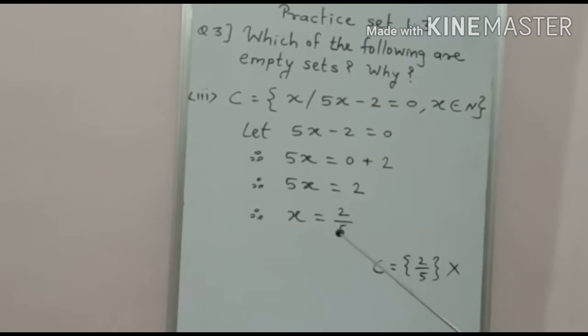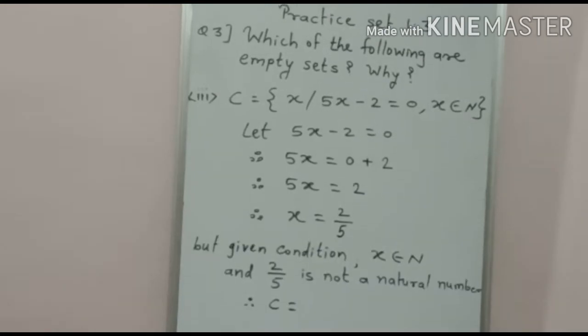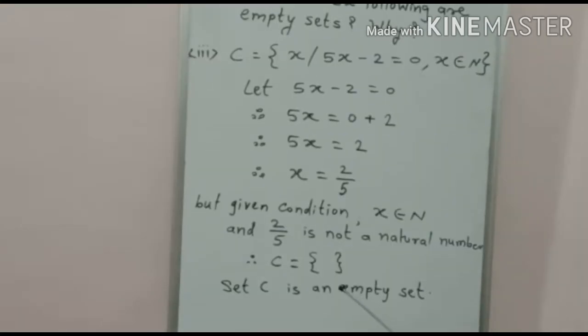In actual, 2 upon 5 is an element of set C, but we cannot write it like this. Why? Because of the condition: x belongs to N, and we are getting the value 2 upon 5, which is a fraction, not a natural number. The given condition is x belongs to N, meaning x is an element of the natural numbers, and the value of x, 2 upon 5, is not a natural number. Therefore, set C is an empty set.